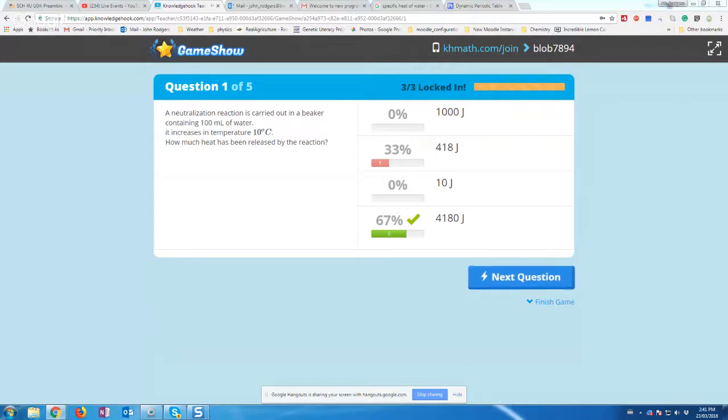So we had 100 milliliters of water. If it increases 1 degree, then that would be 418 joules. But it increased 10 degrees, so that's 4,180 joules. Now this is a little bit of a simplification of the question that would likely be on the test. On the test, we'd probably say how many moles of reactant were neutralized, and so you'd have to come up with a heat of reaction.